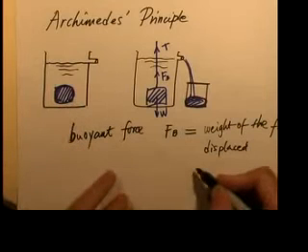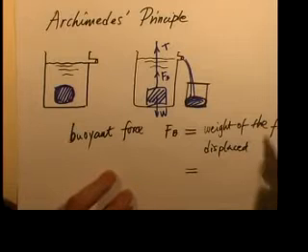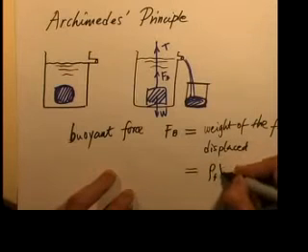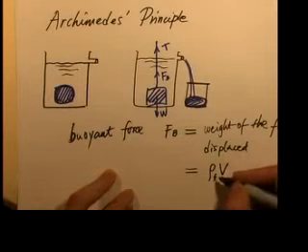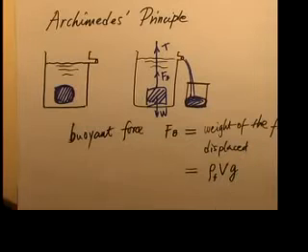If I express it in mathematical form, the weight of the fluid displaced will be density times volume times the acceleration of gravity: rho fluid times the volume of the fluid displaced, times g. That is the so-called Archimedes Principle.